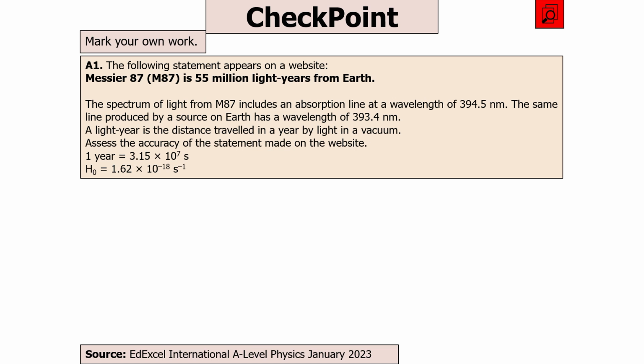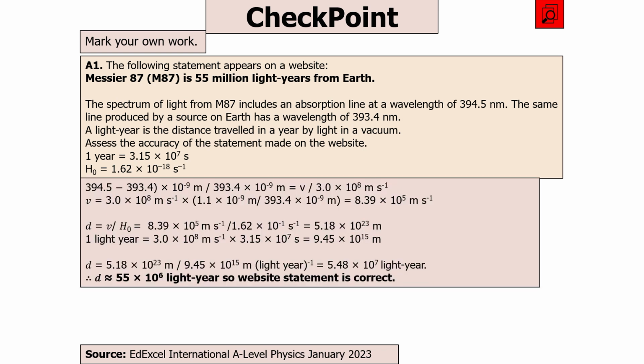Right, in this one, you need to work out the velocity at which the object is receding from the Earth. So we can say that v is equal to the change in wavelength over the wavelength of the lab standard times c, which is 3 times 10 to the 8. So you work it all through and you get your value to be 8.39 times 10 to the 5 meters per second. Now we can then use the Hubble's constant equation, which says d equals v over the Hubble's constant.